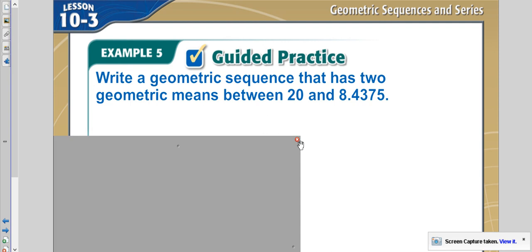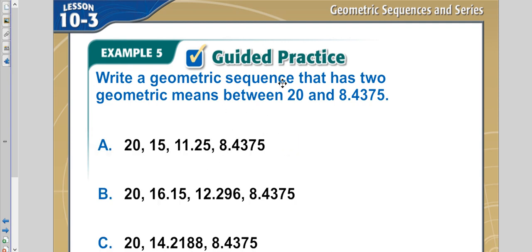All right, you go ahead and try this one and see if you can find a geometric sequence with 2 terms between those two.